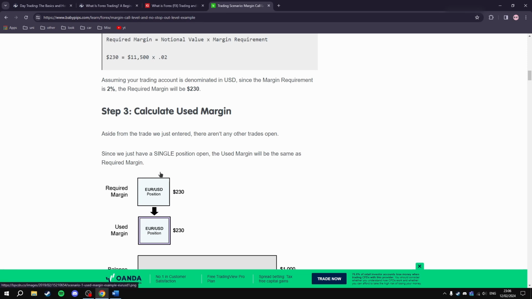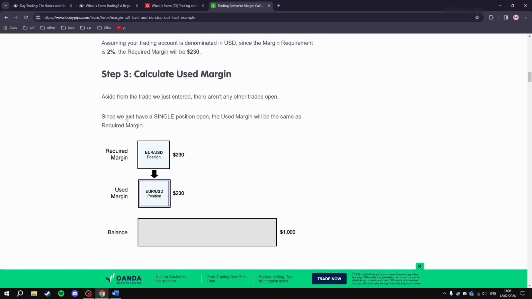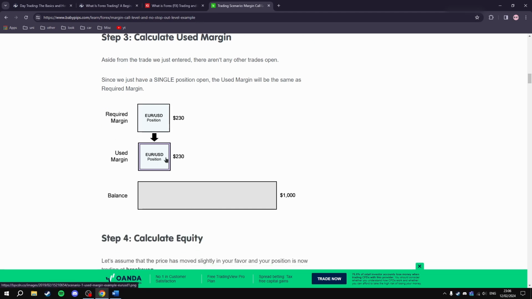Step 3. Calculate used margin. Aside from the trade which is entered, there aren't any other trades open. Since we have just a single position open, the used margin will be the same as the required margin, so both are $230.